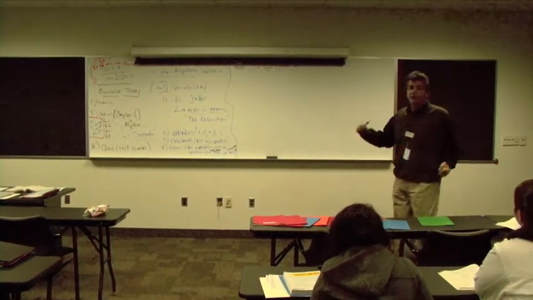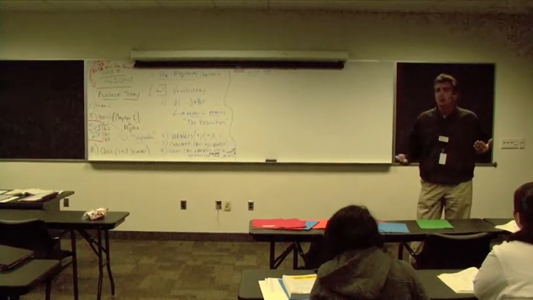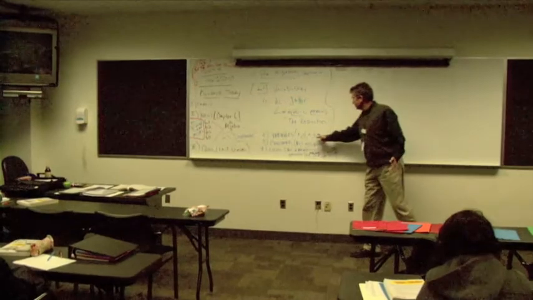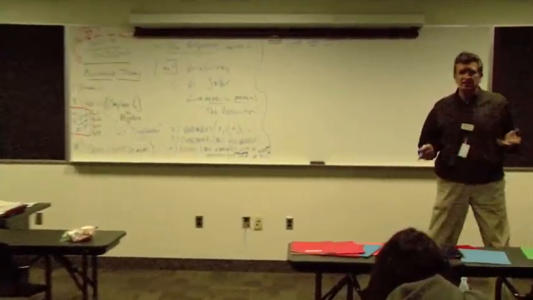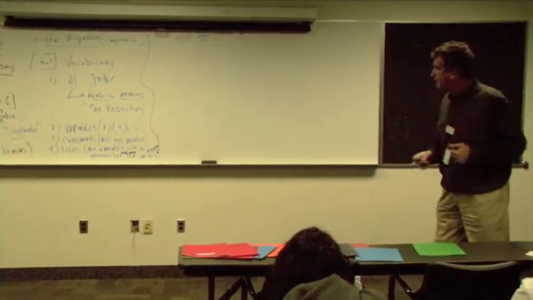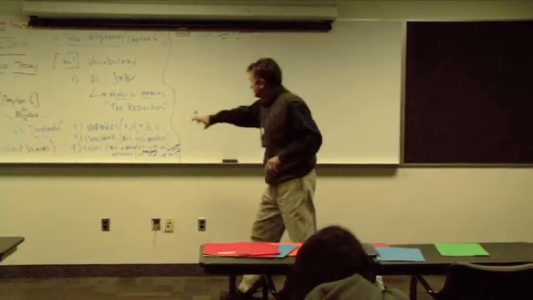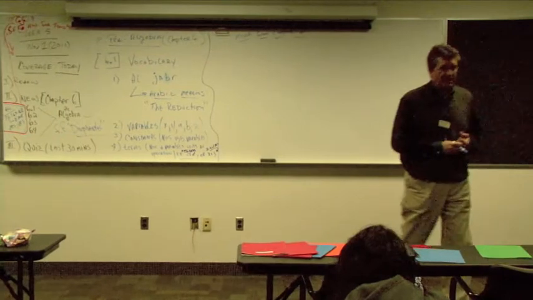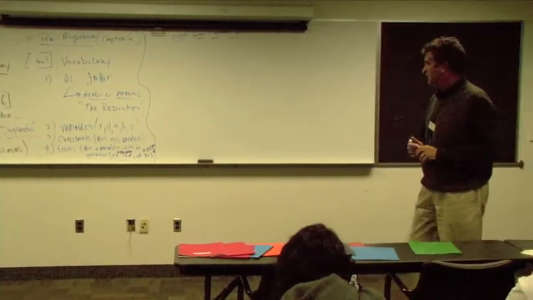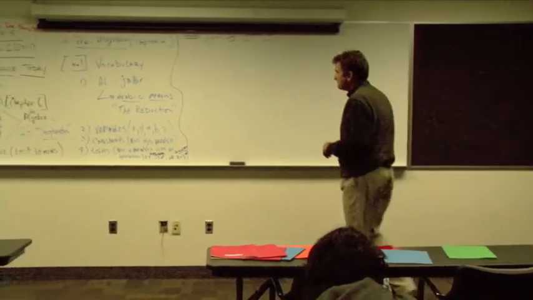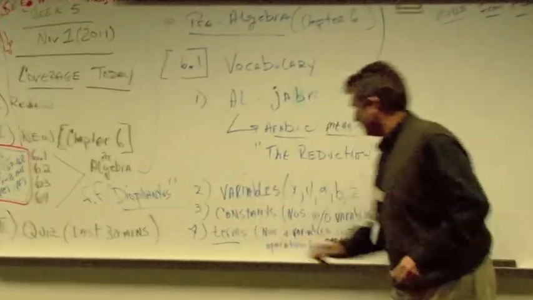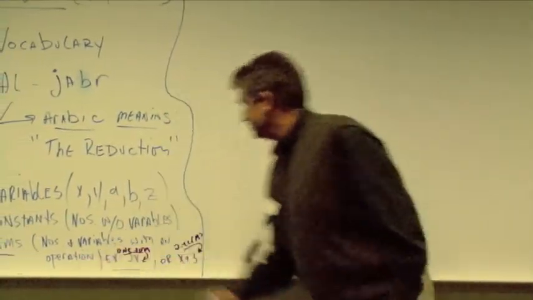So let's get into the vocabulary, the verbiage. Variables, I think we all know what variables are. The variables we're going to use are x, y, a, b, z. These are typical variables we use in algebra. That's easy. Constants are numbers without variables, just numbers. I'll talk more about that as we get closer to an equation. Terms might be something that you may have forgotten. A term is numbers and variables with an operation.